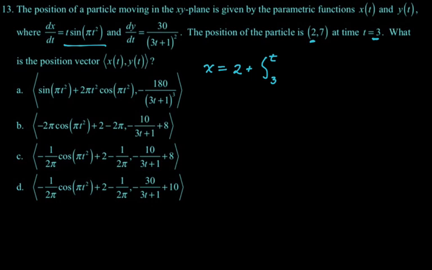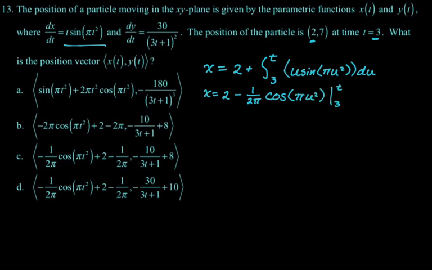So dx/dt is here. I'm going to use a dummy variable, u. So u sine of pi u squared, du. Now I just use the fundamental theorem. This is just like a Calc AB level question at this point. So it's going to be 2, and then we reverse the power rule. There should have been a 2 pi, so 1 over 2 pi, but also we're getting cosine, so negative 1 over 2 pi, and then cosine of pi u squared from 3 to t.